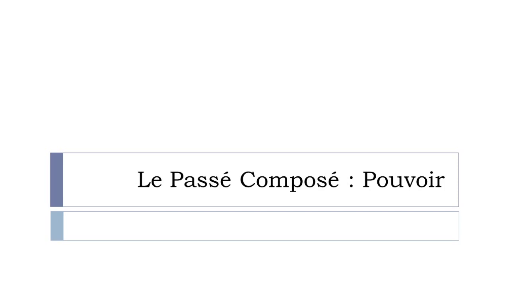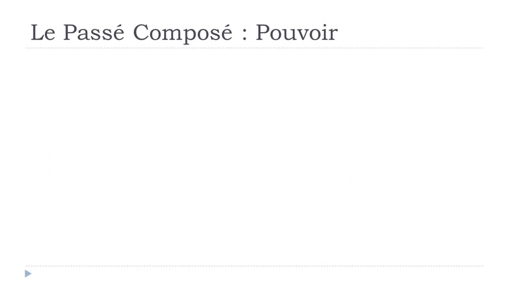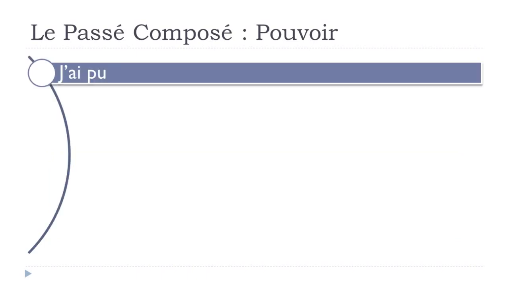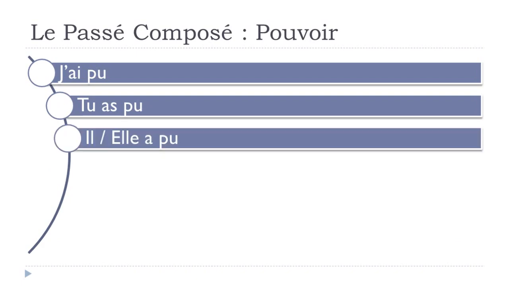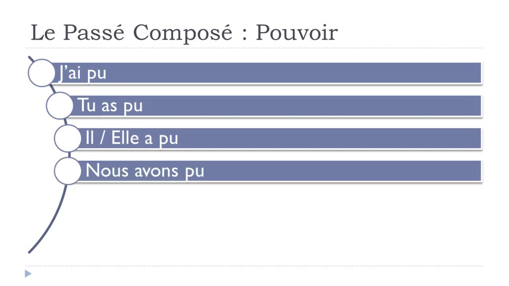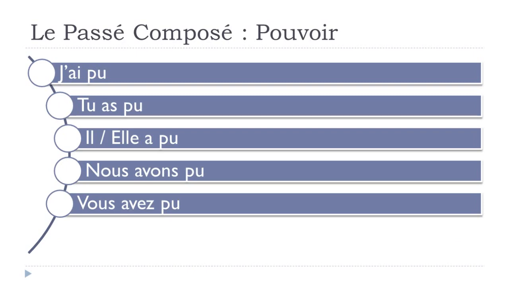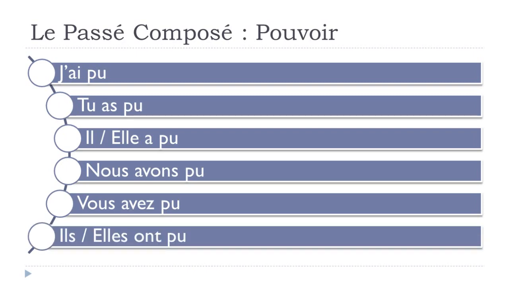So we'll see together le passé composé form of pouvoir, can, and then we'll see how it goes at the past form, this passé composé form, okay? So, j'ai pu, tu as pu, il a pu, elle a pu, nous avons pu, vous avez pu, ils ont pu, elles ont pu.